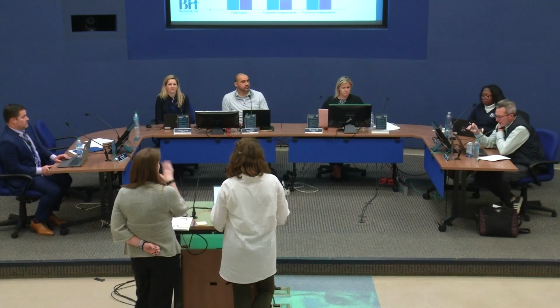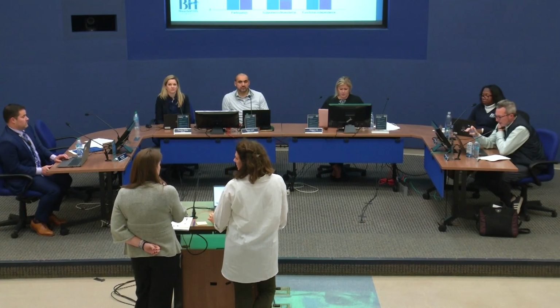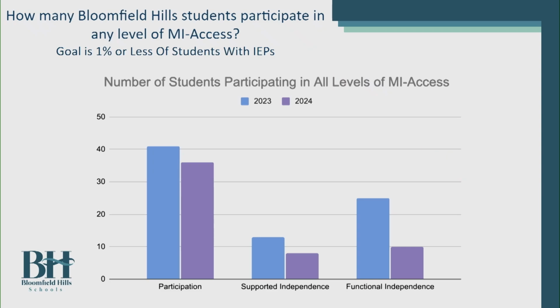The chart shows that we are working towards decreasing the number of students to meet our 1%. We were last year above the 1% that we were expected to have, so we're working to decrease the number of students. This is just showing that we are taking the steps necessary to make sure kids are taking the assessment that is best for them.